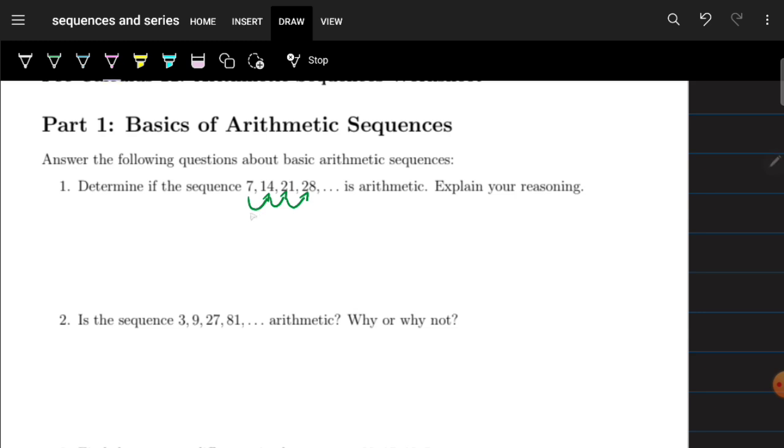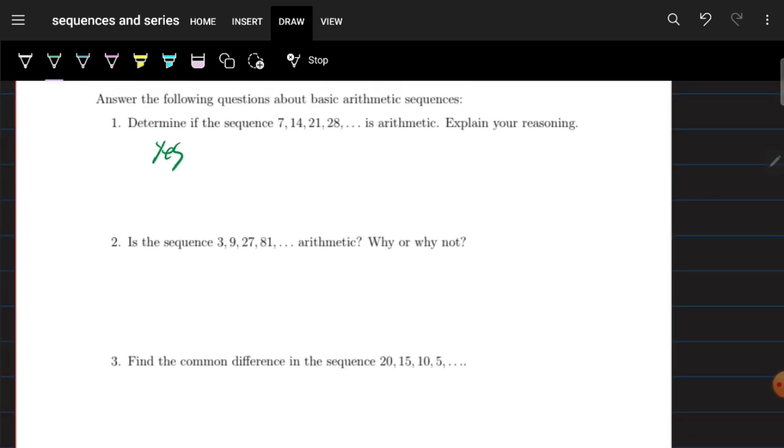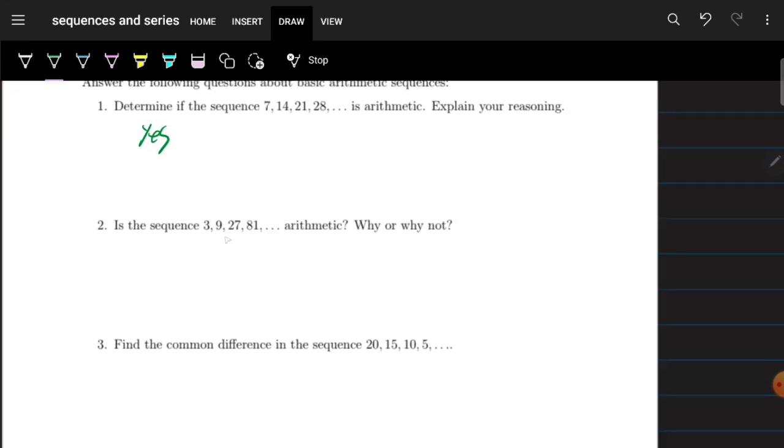So here, to go from 7 to 14, we go up by 7, from 14 to 21 up by 7, 21 to 28 up by 7. Because the pattern we observe is increasing by 7 each time, we say that this is an arithmetic sequence, and the reasoning is what we just discussed. Okay, so we're going to apply the same logic for all of these problems.